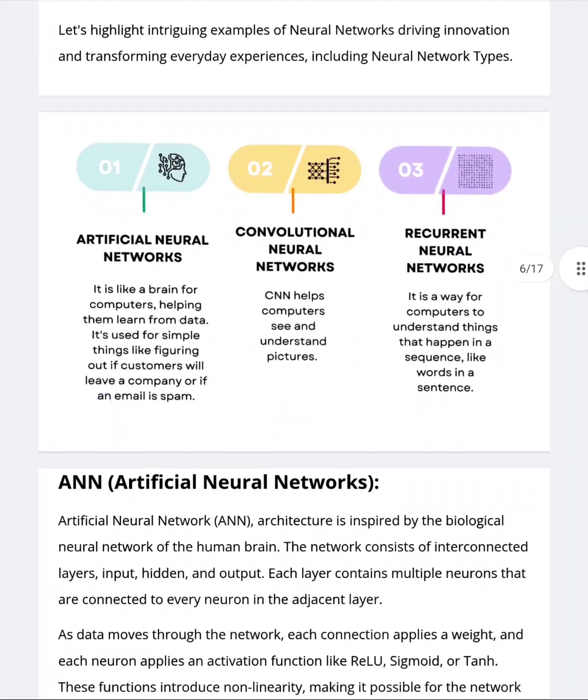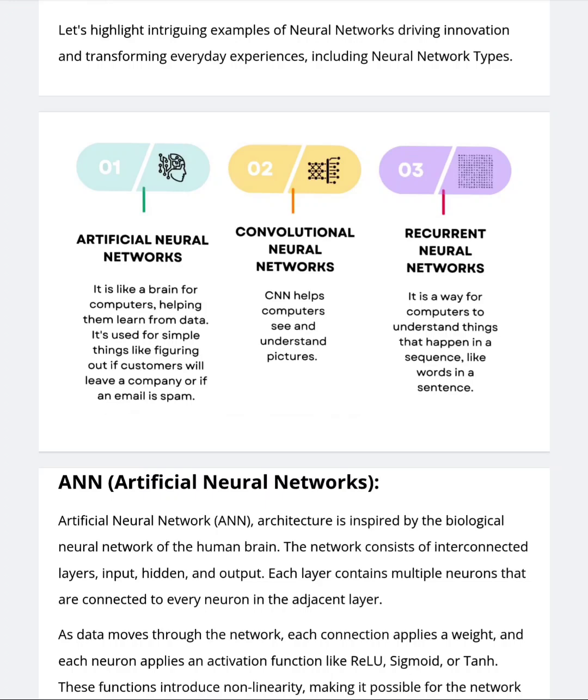There are three basic types of neural networks. One is ANN, which stands for Artificial Neural Network. Then we have CNN, which stands for Convolutional Neural Network. And the third is RNN, which stands for Recurrent Neural Network.